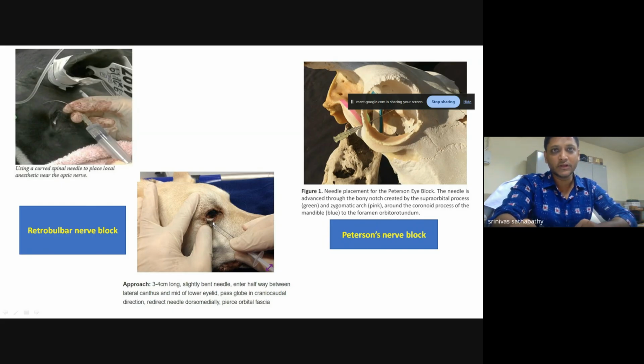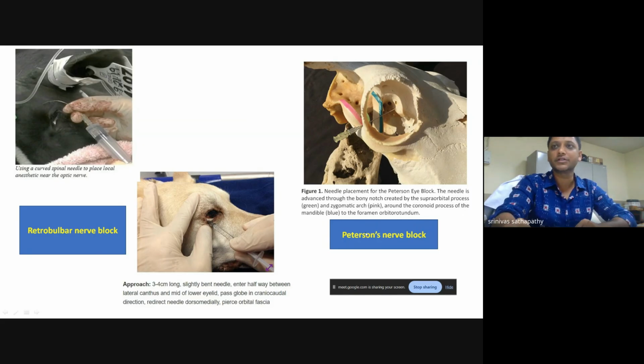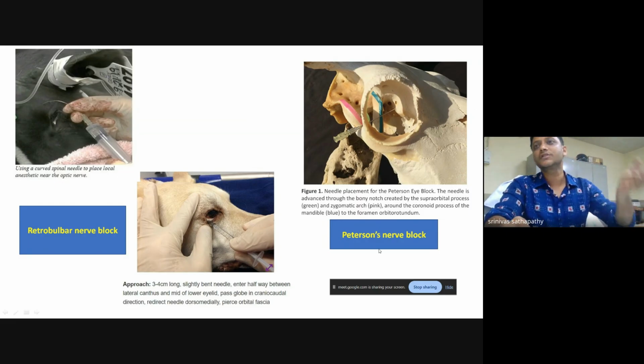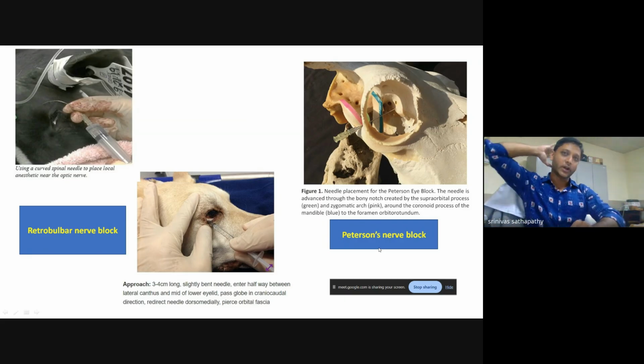So, along with this, retrobulbar nerve block and auriculopalpebral nerve block will serve the purpose for enucleation of the eyeball. Now, this rightmost figure is the Peterson's nerve block. In retrobulbar nerve block, we are approaching the foramen orbitorotundum. In Peterson's nerve block also, we are approaching the foramen orbitorotundum.